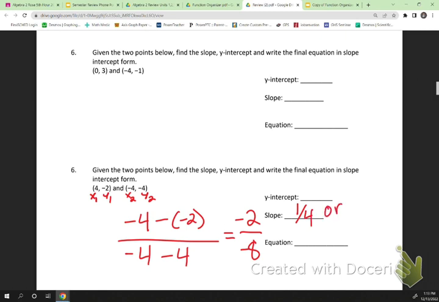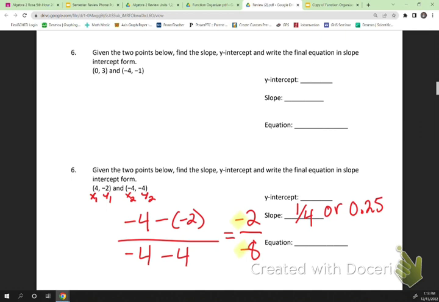Or, if you're not happy about a fraction, 0.25. If fractions make you sad, convert it to a decimal. Because a negative divided by a negative is positive. So -2 divided by a -8 should give you 0.25 in your calculator.